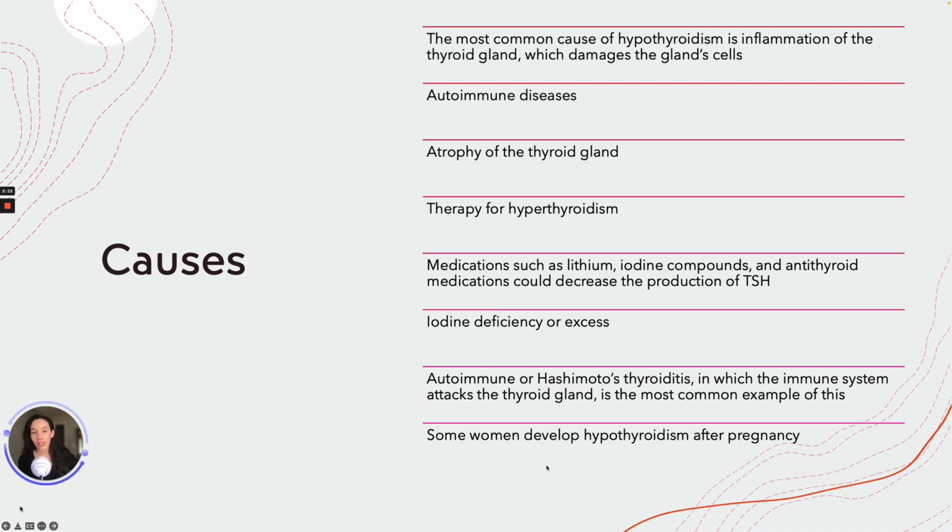We can have iodine deficiency or excess, and the imbalance in iodine levels in the body affects the thyroid gland. We can have autoimmune or Hashimoto's thyroiditis, in which the immune system attacks the thyroid gland. And some women can develop hypothyroidism after pregnancy, and this is often called postpartum thyroiditis.